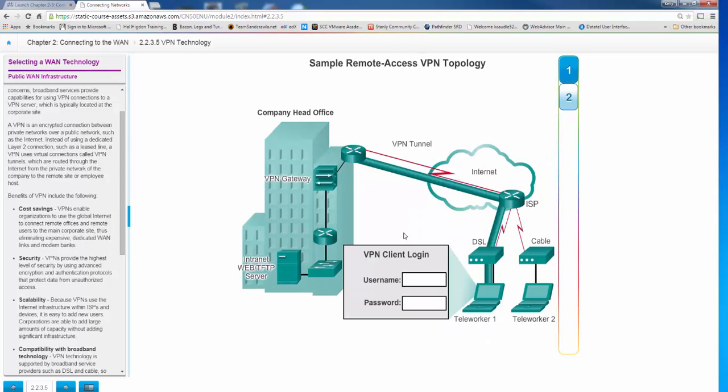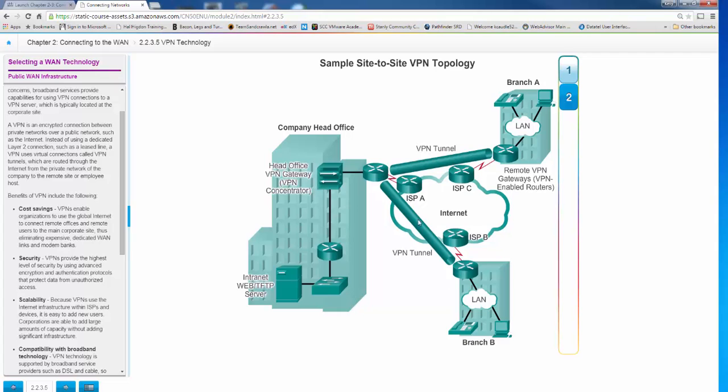In a remote access VPN, you'll notice the tunnel goes all the way to the teleworker. Now this is important because imagine you have a group of salespeople who travel around the country, and every night they're in a different city in a different hotel. Well, you obviously cannot control the router at the hotel those individuals are staying at. So you cannot do a site-to-site VPN, because you don't control the router at the hotel.